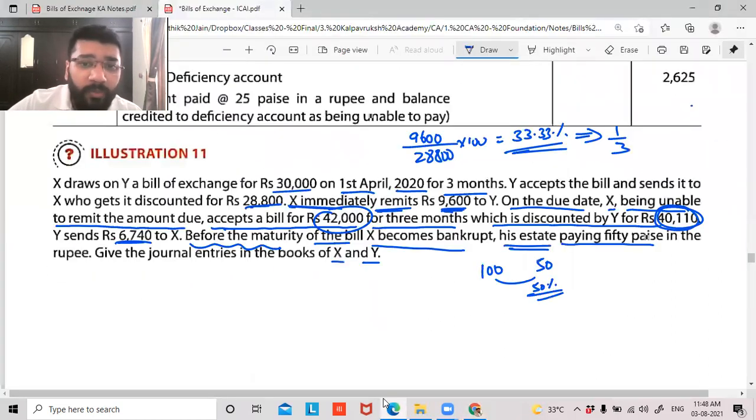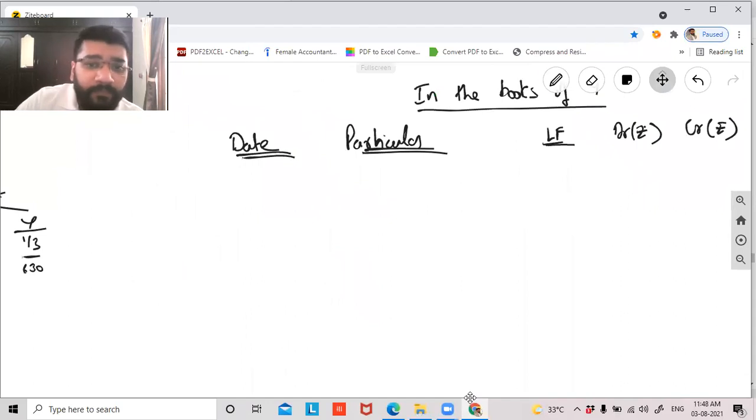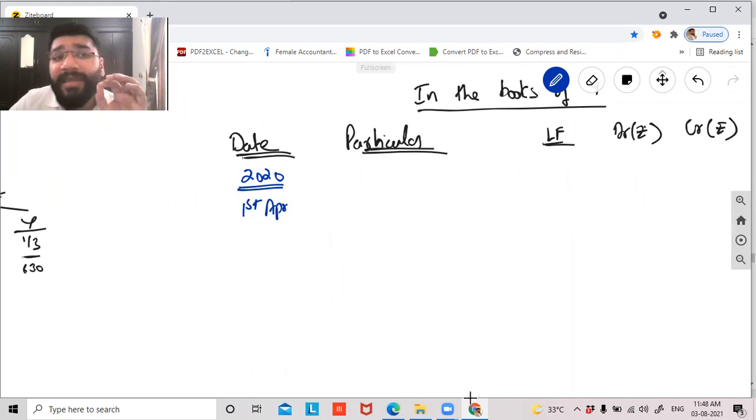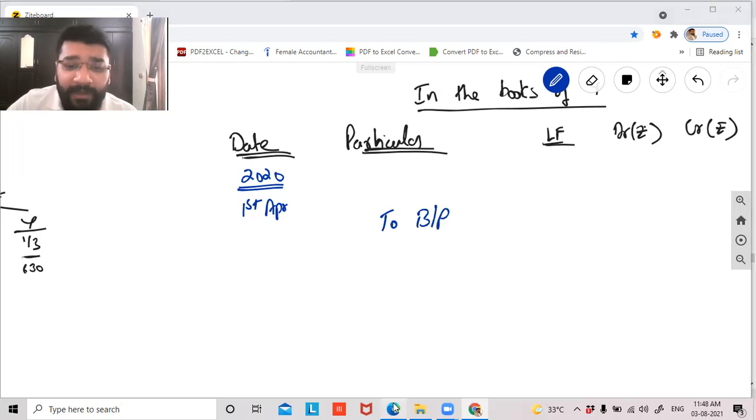The date on which the bill is accepted is 1st April. Guys, the bill was sent on 1st April and they have not given a different date for acceptance. So we believe that the acceptance happened on the same date, which is 1st April 2020. So 2020, 1st April, Y is accepting a liability towards bills payable, to bills payable. And what is the value for that, guys? It is 30,000 rupees. So 30,000 rupees is the value of the bill.